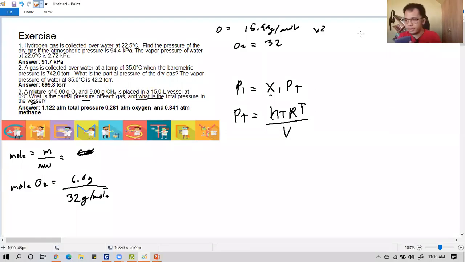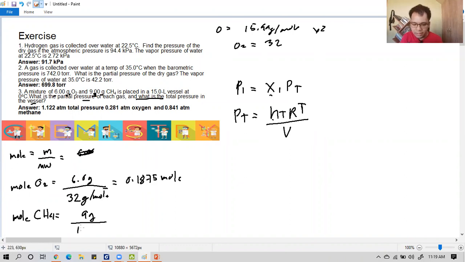Okay, so 6 grams. 6 divided by 32. Ang mole natin for oxygen is 0.1875 mole. And then ano pa yung gas na present? We have the methane, which is 9 grams. So the moles of methane, moles CH4, is ilang grams daw siya? That is 9 grams all over. Ilan yung molecular weight niya? That is 16 grams per mole. Ayan, so 9 divided by 16, that is 0.5625 mole.